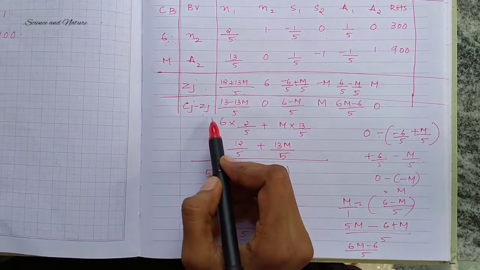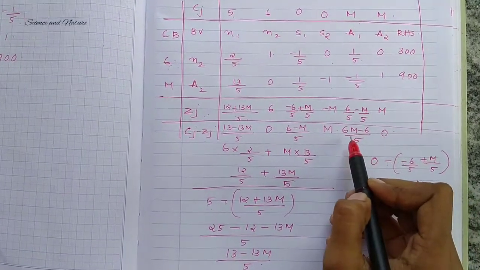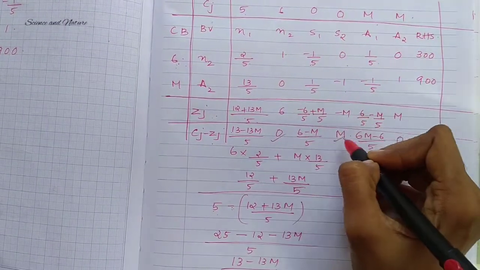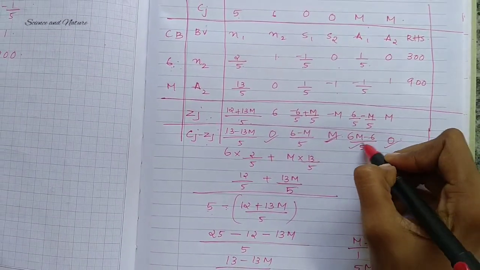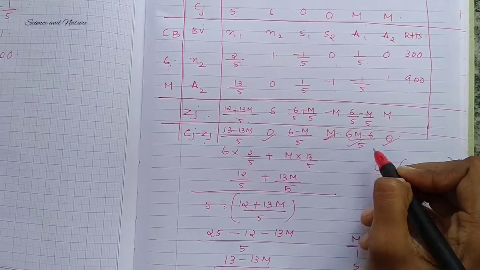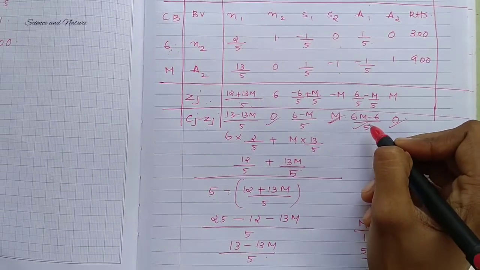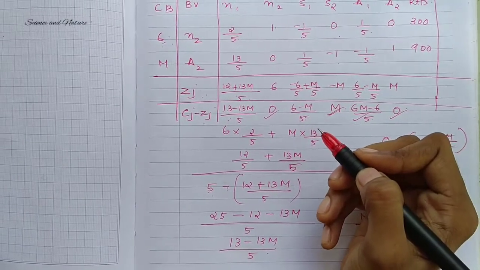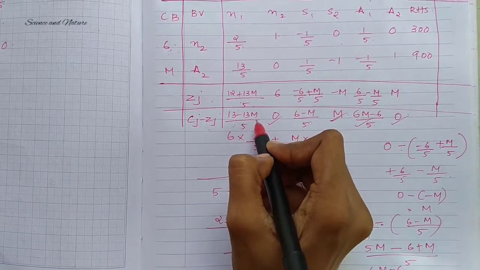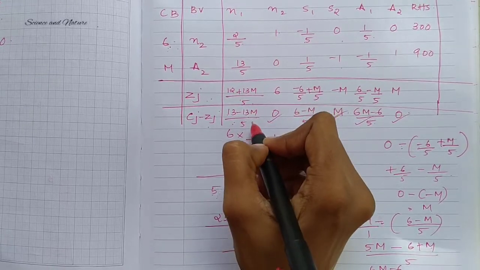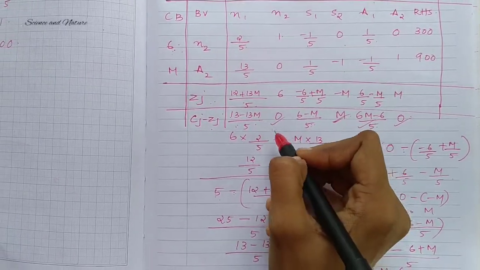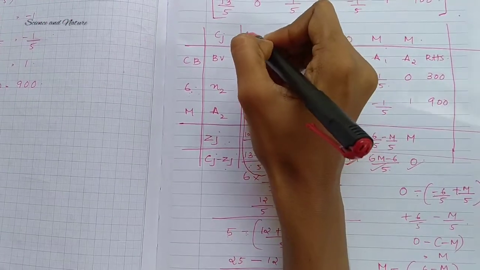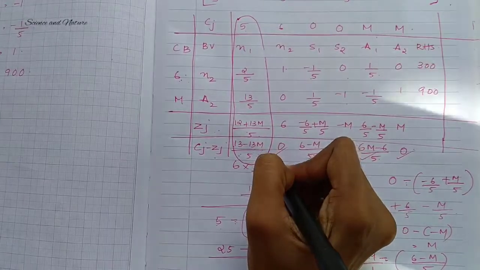Our Cj minus Zj row should be all positive and 0. Here we get two zeros, one positive number. This is also a positive number, that is 6m minus 6. That is 6m minus 6, so we will get a positive number. But these two are negative numbers. So we need to find the least negative, that is minus 13m and minus 1. Here the 13 minus 13m is the least negative number. So we will take this as the key column.